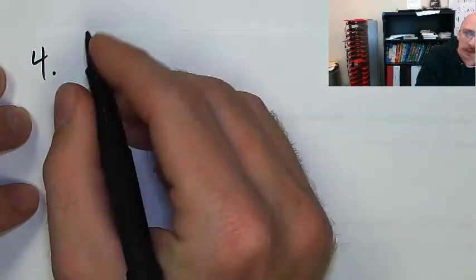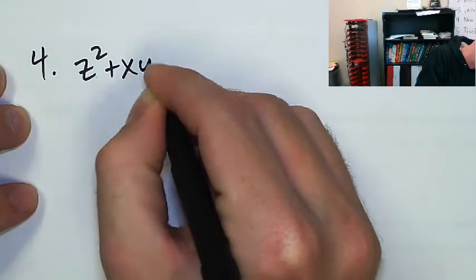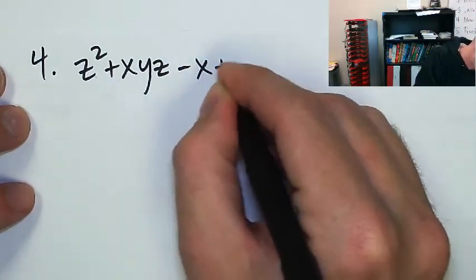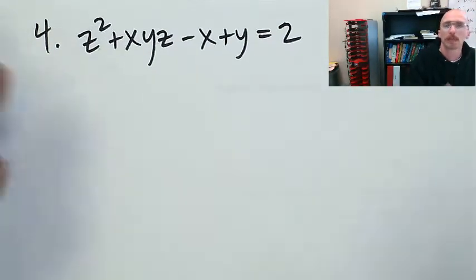So I'm going to say number 4. z squared plus xyz minus x plus y equals 2. Okay, so we're going to take the derivative of this thing implicitly.